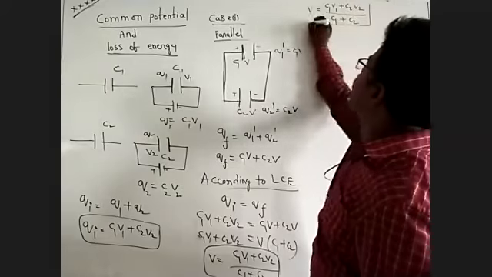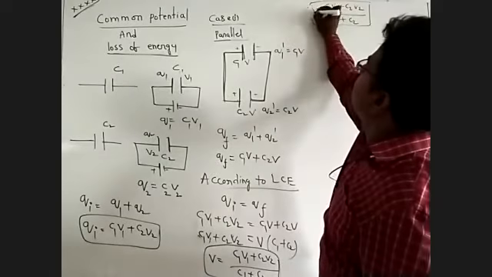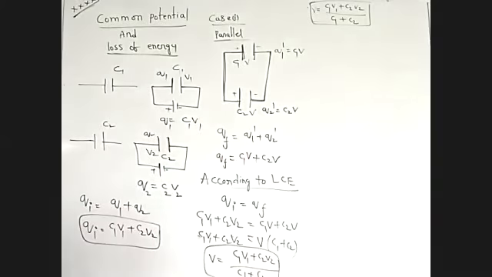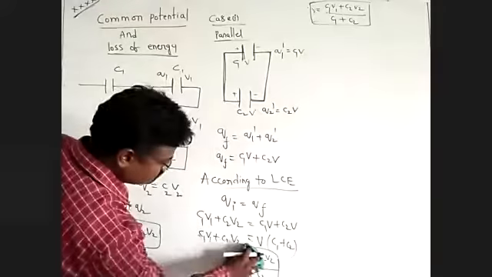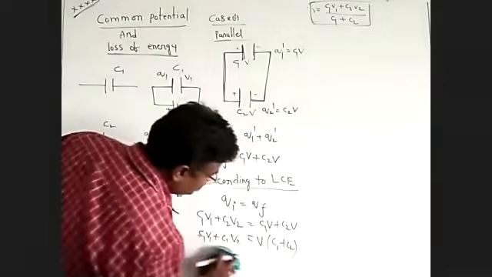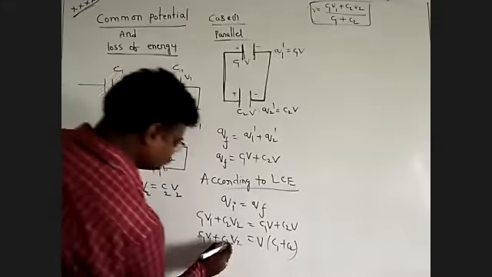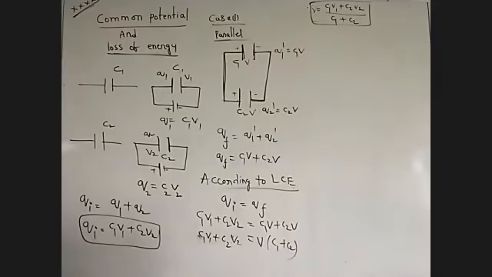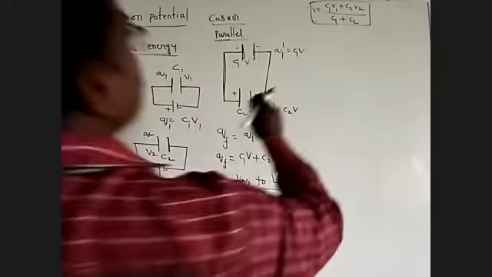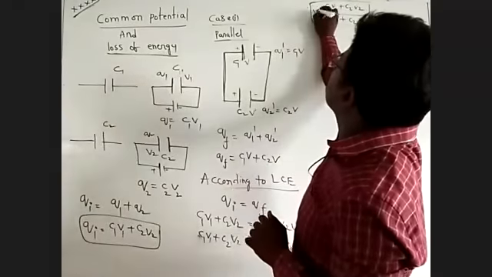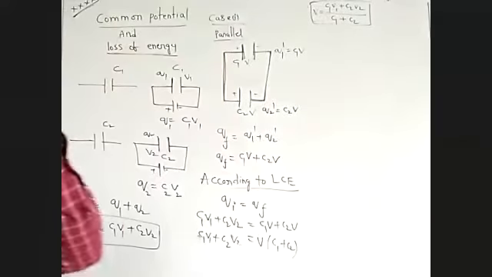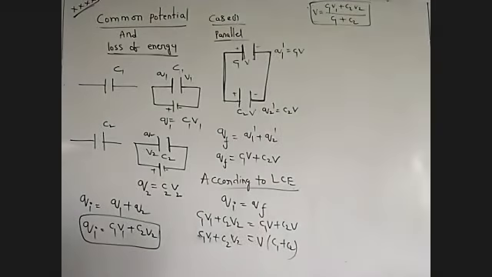This is the common potential. So V is equal to the common potential. The common potential is V is equal to C1 V1 plus C2 V2 by C1 plus C2. That is the common potential.